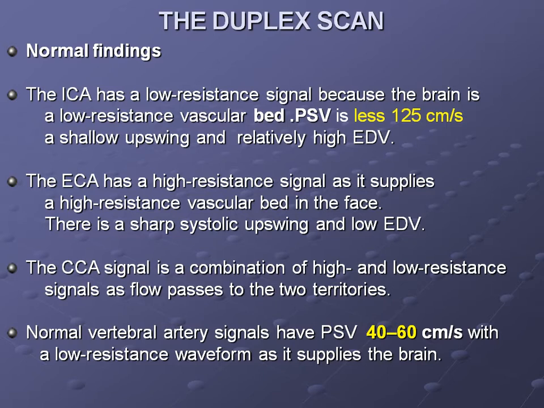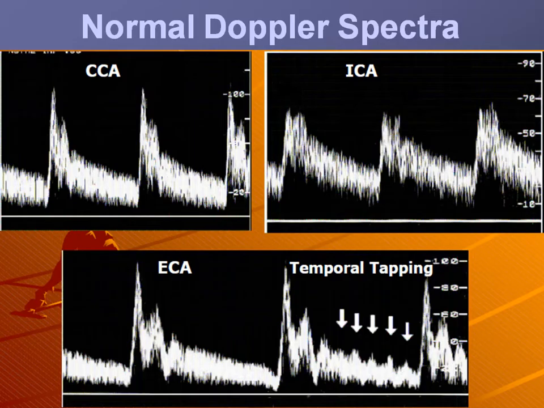The normal vertebral artery has a peak systolic velocity of about 40 to 60 centimeters per second with a low resistance waveform, as it supplies the brain. Everything that supplies the brain has a low resistance pattern. Everything that supplies the extracranial bed has a high resistance pattern. Like here, you can see this is the internal carotid artery, with a peak systolic velocity of less than 125 centimeters per second.